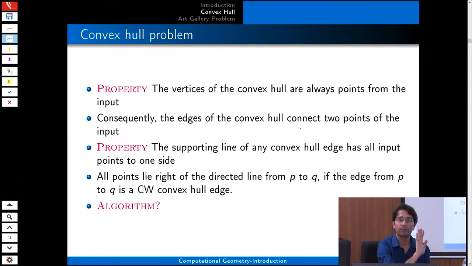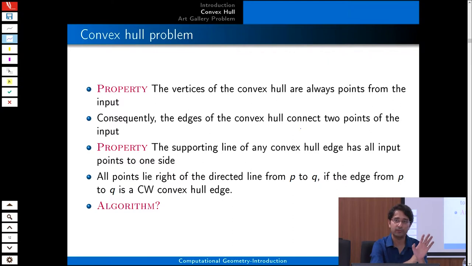Is this algorithm clear to everyone? Clear? If you have a question, please raise your hand. I found all the edges. Finding supporting lines means finding all the edges, and finding all the edges means finding the convex hull. Just follow the edges and you have the convex hull. All good? But the time taken is order n cube, too slow. But it is a correct algorithm.